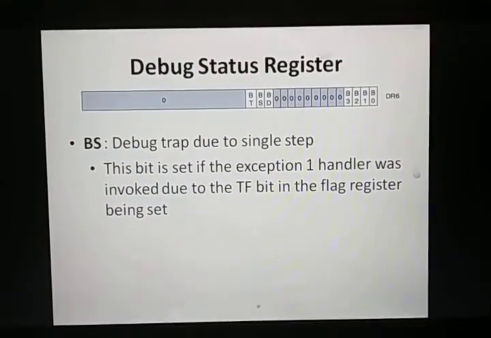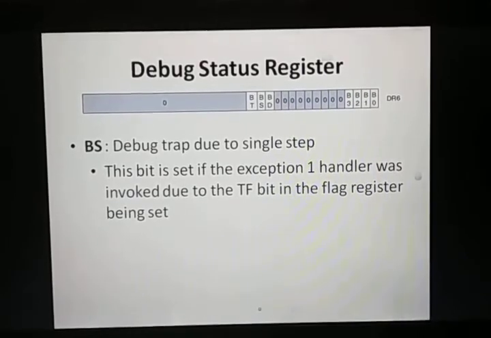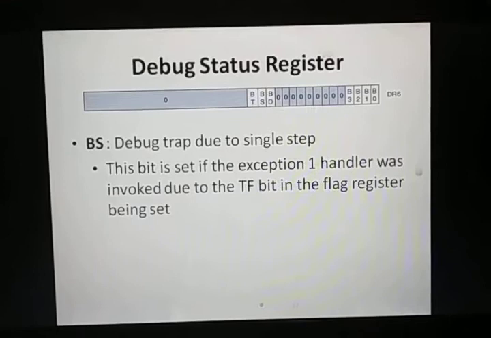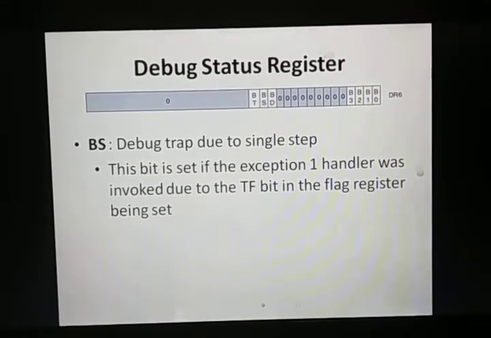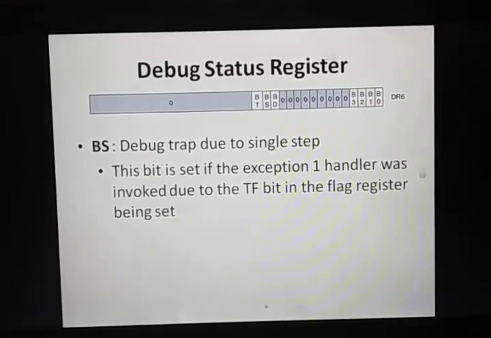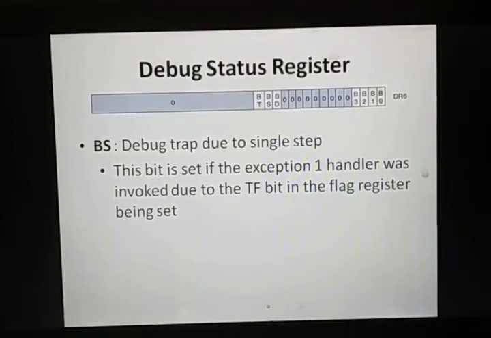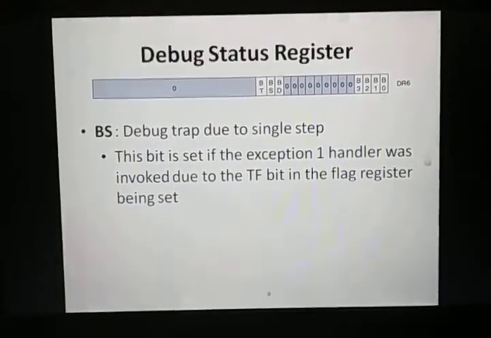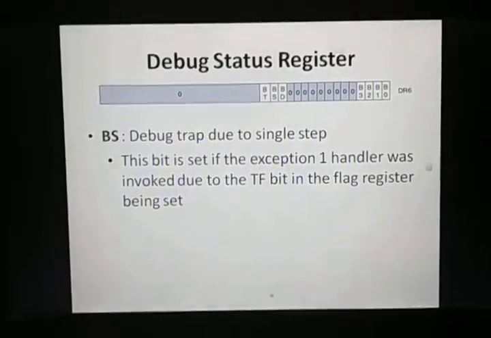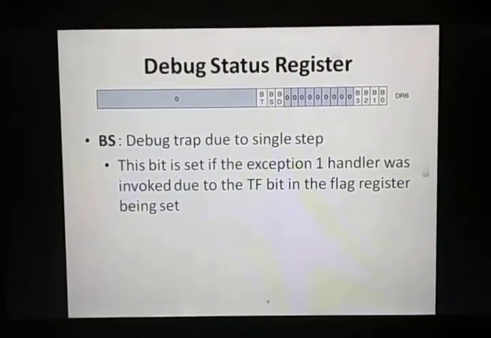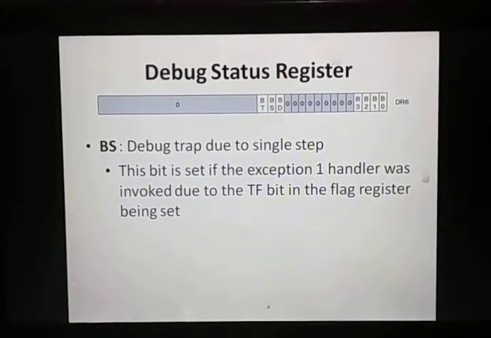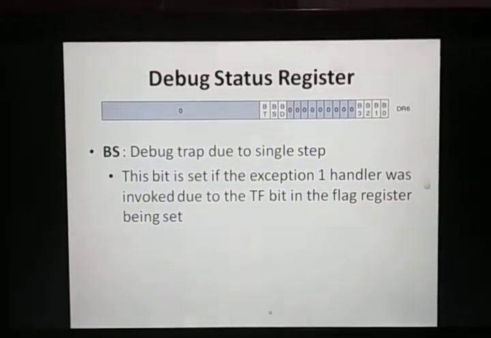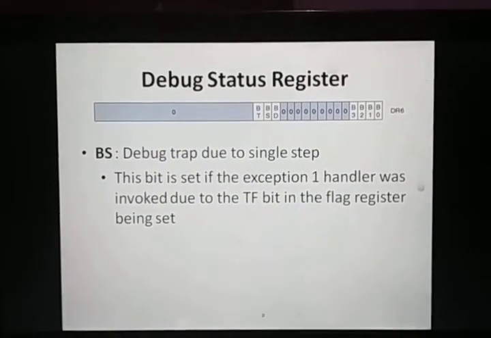The BS bit is related to single step execution mode. If the trap flag is set in the flag register, single step execution mode is enabled and the BS bit is set. So this bit is set if the exception 1 handler was invoked due to the trap flag bit, and the trap flag bit is set in the EFLAGS register. The trap flag bit is related to single step execution mode. And what is single step execution mode? After executing any instruction, the processor will stop and check for errors. So this is the breakpoint condition.